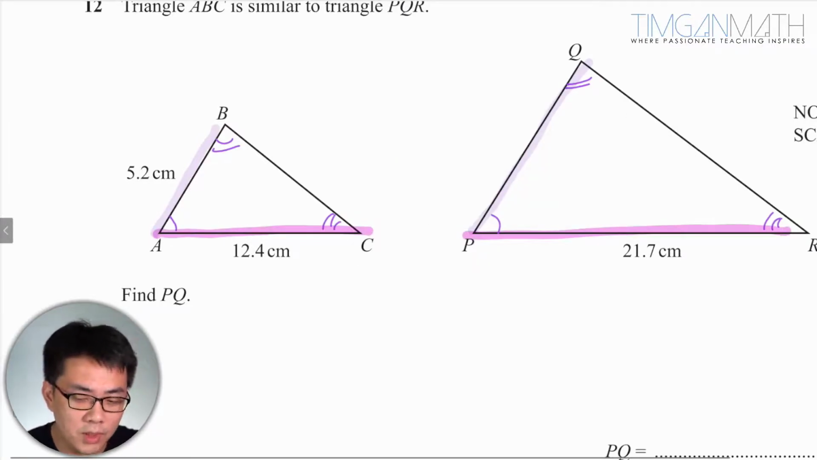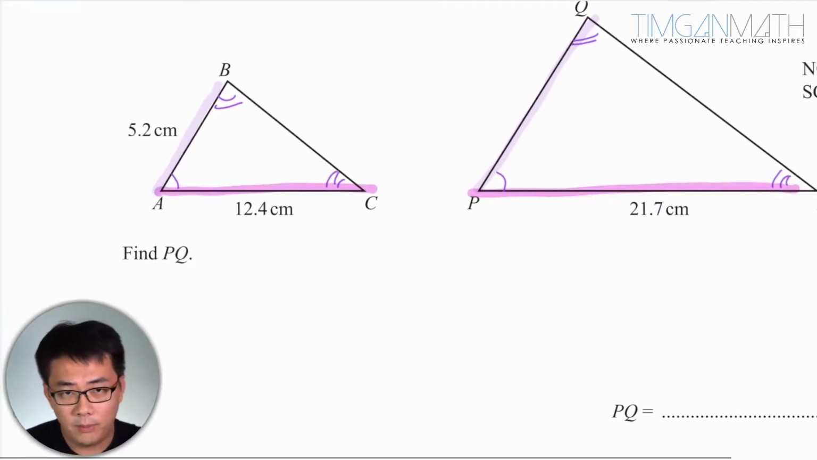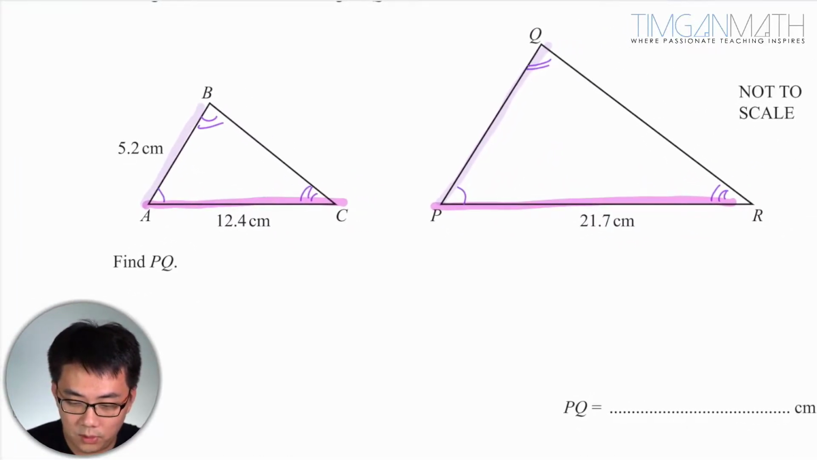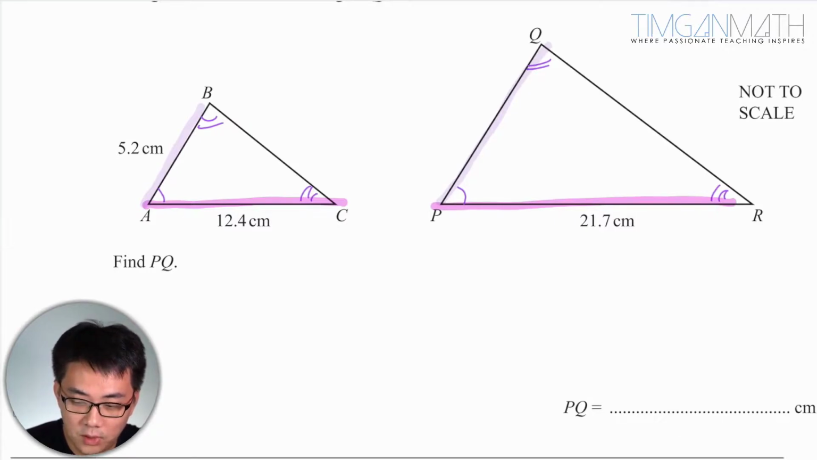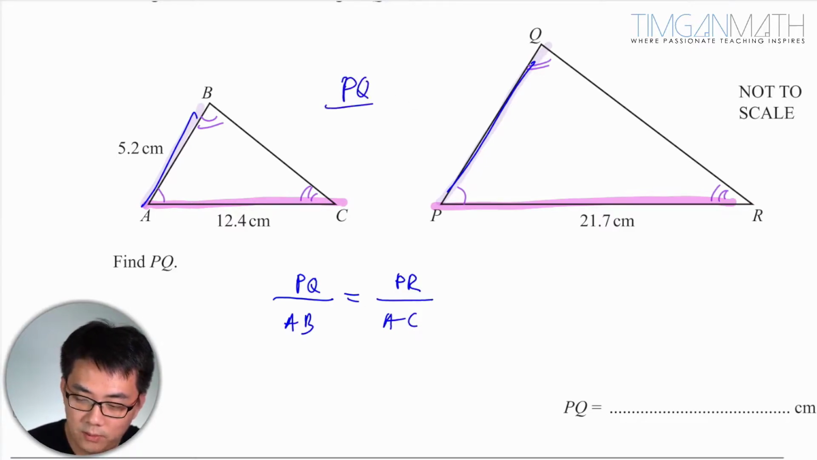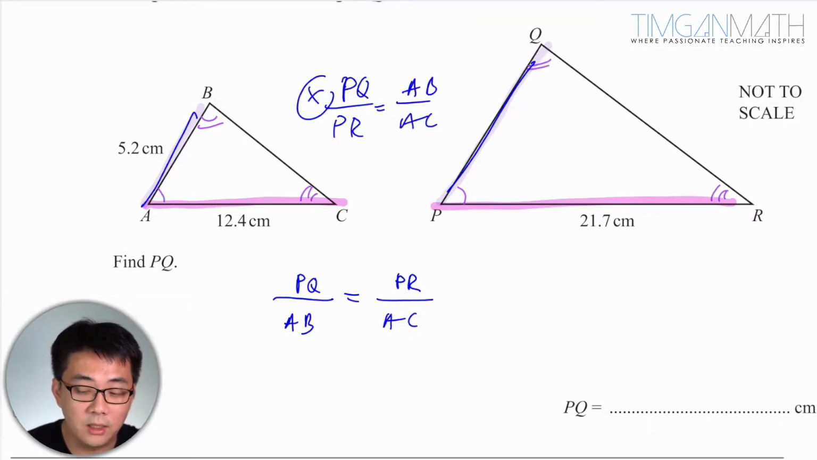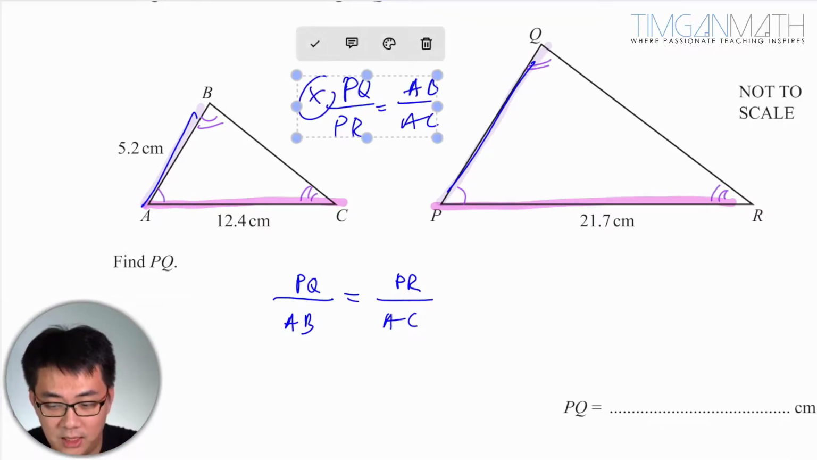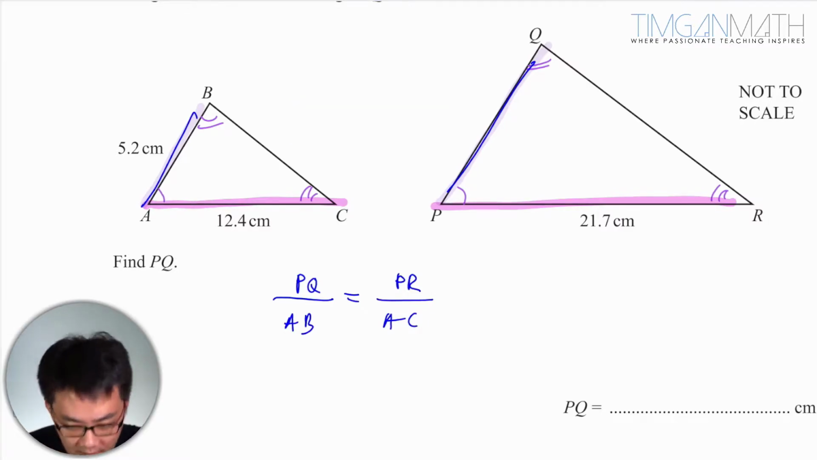I'm not sure how strict IGCSE is, but in Singapore math, when we are doing similar figures and you want to find PQ, you need to write PQ over AB. So the corresponding PQ over AB equals PR over AC. I was told that you can't write PQ over PR equals AB over AC. You can't do that in Singapore math, but I'm not too sure whether in IGCSE that's the case. But anyway, it's the same thing.